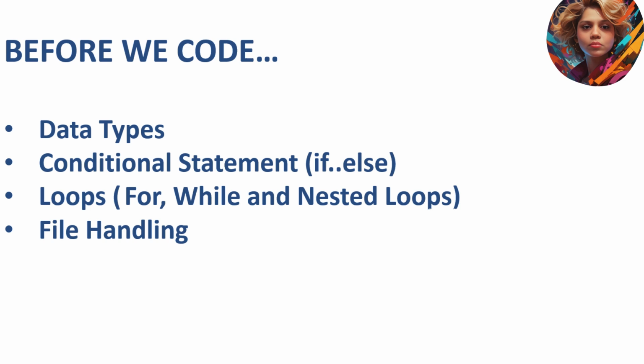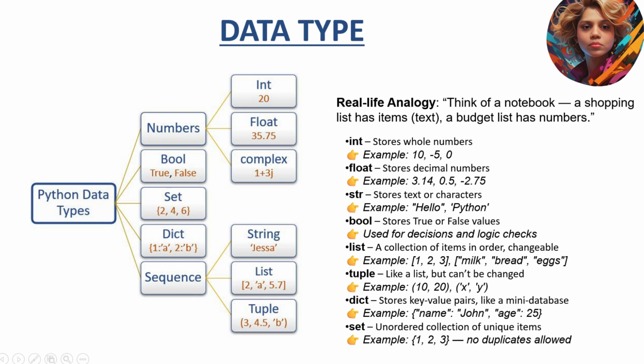First, get comfortable with some fundamental concepts: data types, conditional statements, loops, and file handling. Data types, what are they? Think of a notebook. If you're writing a shopping list, you write milk, eggs, toothpaste. So those are text. That is string. If you're writing a budget list, you will write numbers like 500, 1000. That's numeric data, like integers or floats. Here are the different data types we have in Python and also the details of what holds which type of data.